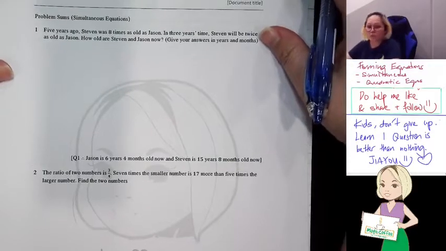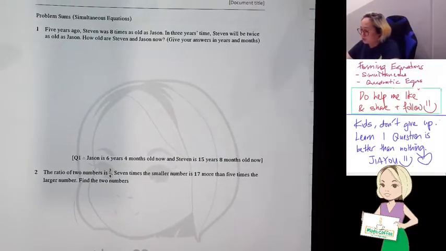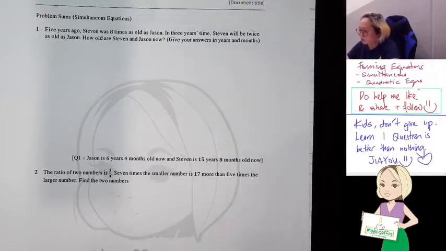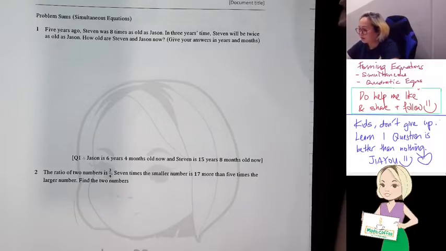Okay, so 5 years ago, Stephen was 8 times as old as Jason. In 3 years' time, Stephen will be twice as old as Jason. How old are Stephen and Jason now? Give your answer in years and months.